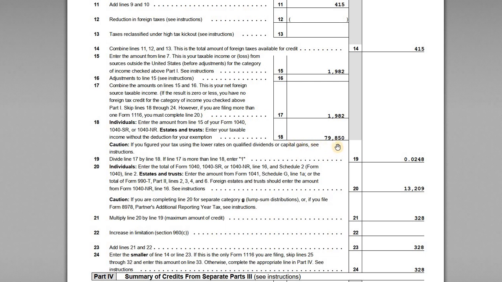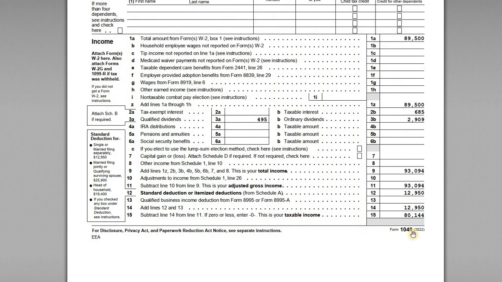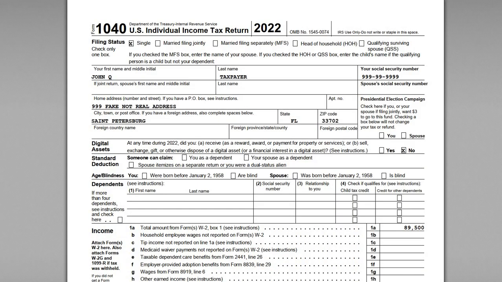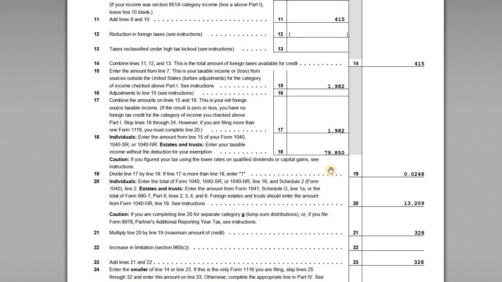Line 18 is the taxable income from page 1 of your 1040. So if you look at page 1 of the 1040, taxable income is reported there on line 15. Now, in this case, their taxable income is $80,144. However, that is not the number that we can use. We can't use the 80,000 figure because of capital gains, long-term capital gains, that is, and qualified dividend income.